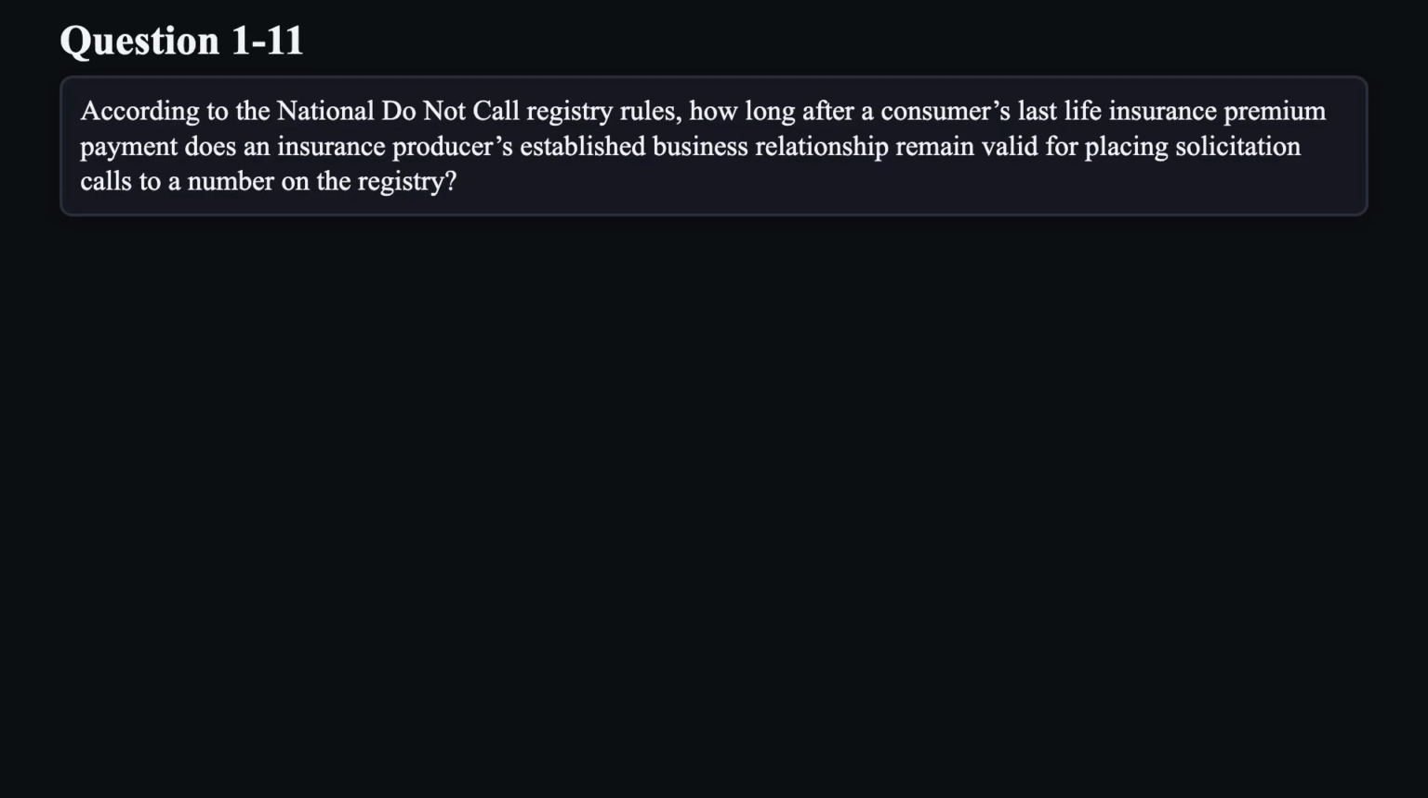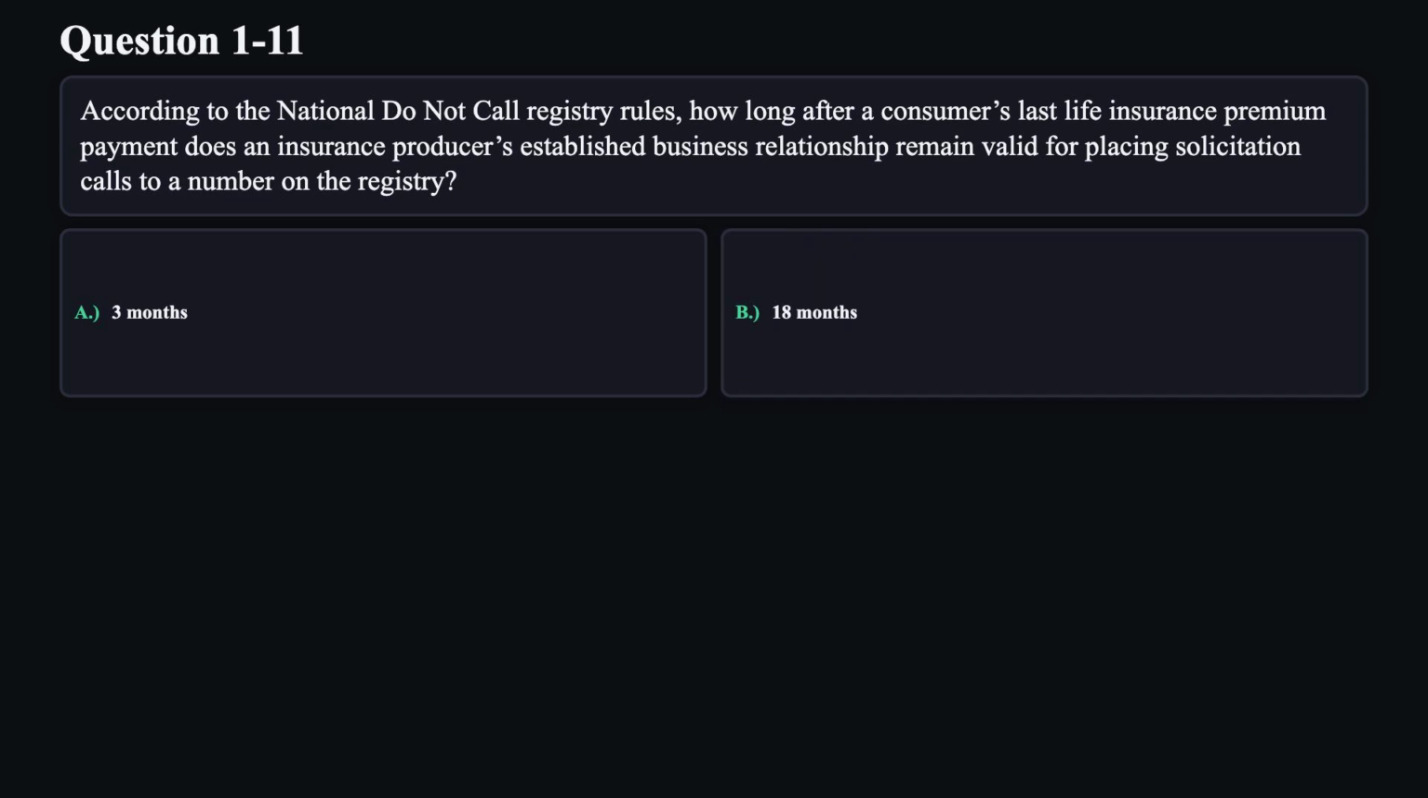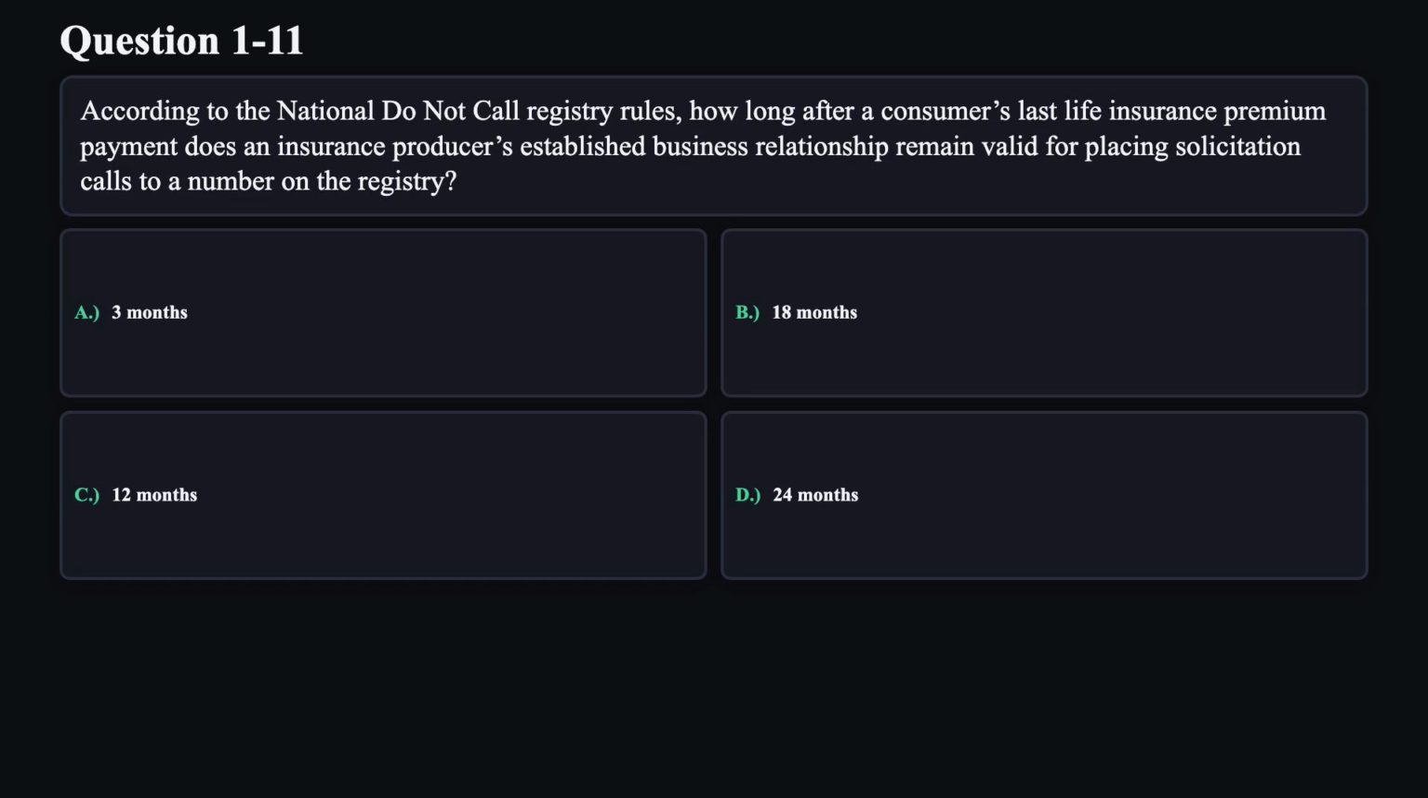Question 11. According to the National Do Not Call Registry rules, how long after a consumer's last life insurance premium payment does an insurance producer's established business relationship remain valid for placing solicitation calls to a number on the registry? A. 3 months. B. 18 months. C. 12 months. D. 24 months.